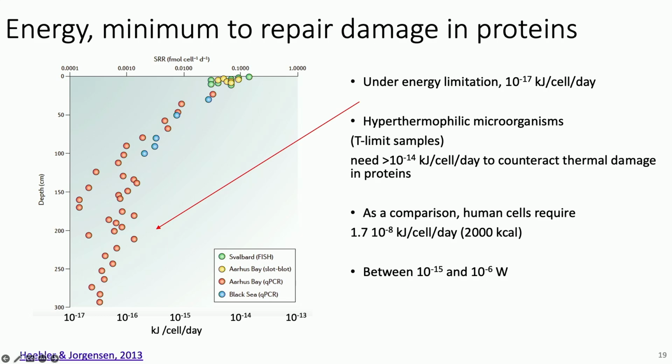When we go to hyperthermophilic microorganisms, such as those that I've described in the T-limit samples, they actually need more energy because temperature induces strong damage to the cell and in particular to the proteins, and so the cells need some energy to fix or repair the damage. In that case, they need 1,000 times more energy per cell per day. As a comparison, we require a lot of energy. That's basically what I deduced from our recommended daily diet. And that corresponds to a power of about 10 to the minus 15 to 10 to the minus 6 watts. So it spans a large range.